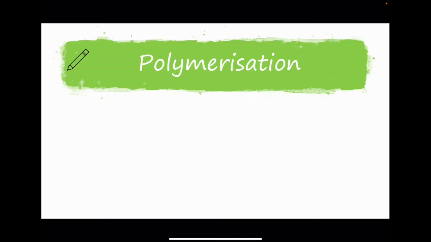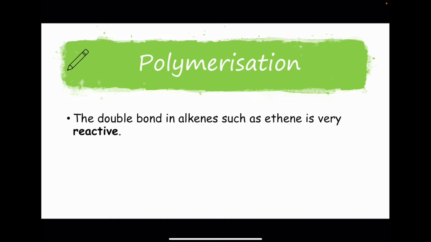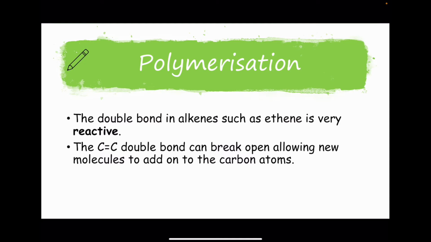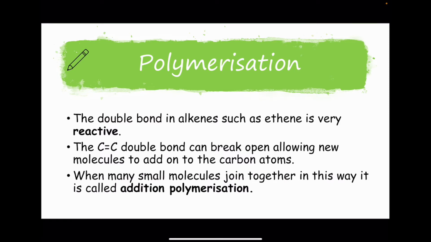So what is the process of polymerisation then? That's what we call it when we've got lots of addition reactions happening. The double bond in alkenes such as ethene is very reactive. The carbon-to-carbon double bond can break open, allowing new molecules to add on to the carbon atoms. When many small molecules join together in this way, it is called addition polymerisation. So let's watch this happening.